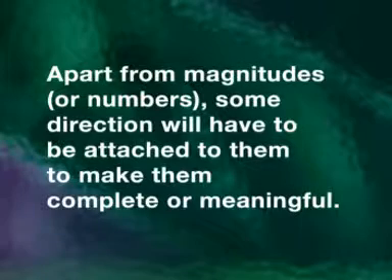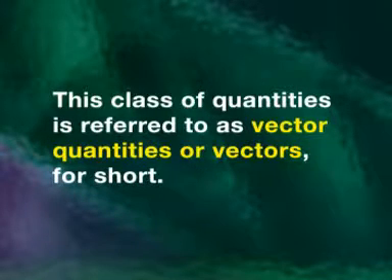Having identified scalar quantities, that is, quantities which have only magnitude, let us look at the second group of quantities that have both magnitude and direction. This means that apart from magnitudes or numbers, some direction will have to be attached to them to make them complete or meaningful. This class of quantities is referred to as vector quantities, or vectors for short.